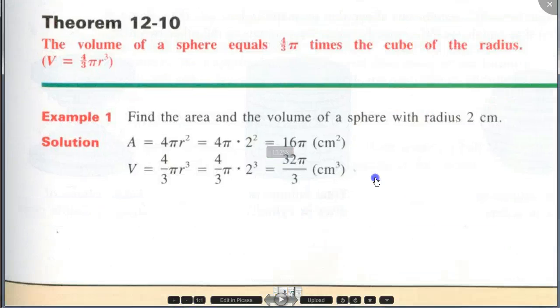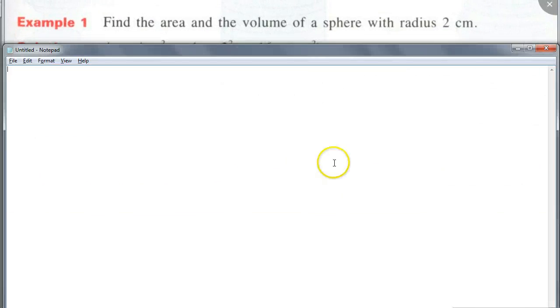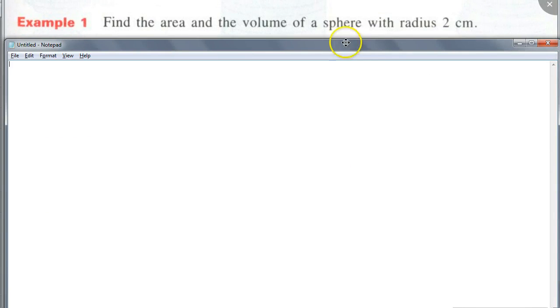So example 1. It says, find the area and the volume of a sphere with radius 2 centimeters. This is very straightforward. Okay, go ahead. Everybody try this.